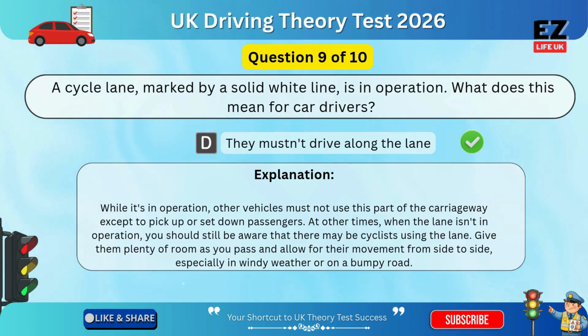Let's look at why the correct answer is option D. While it's in operation, other vehicles must not use this part of the carriageway except to pick up or set down passengers. At other times, when the lane isn't in operation, you should still be aware that there may be cyclists using the lane. Give them plenty of room as you pass and allow for their movement from side to side, especially in windy weather or on a bumpy road.